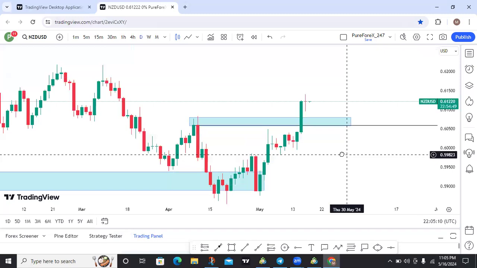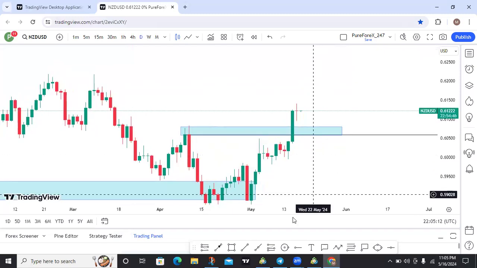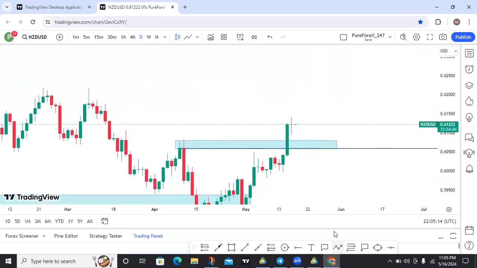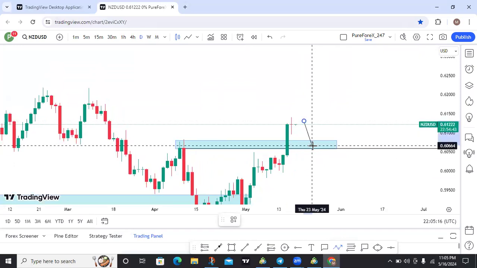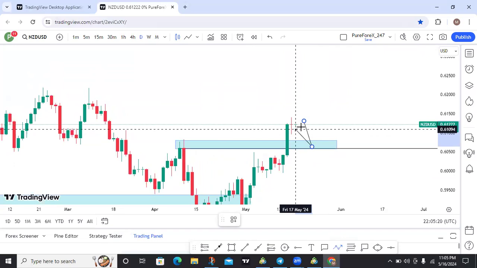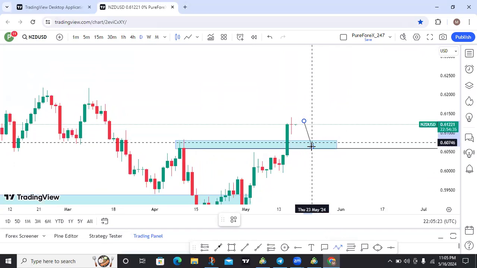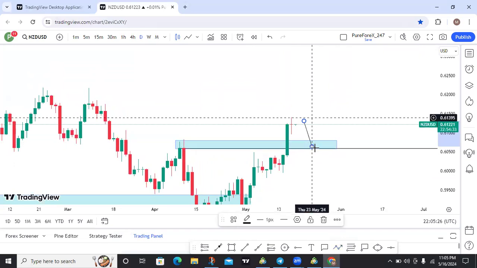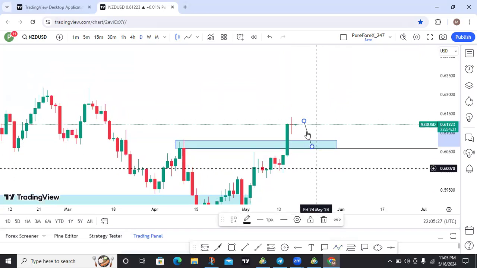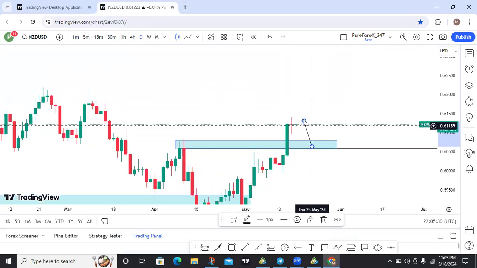This is a new setup now that we expect the market to come to. Maybe not tomorrow because this is daily. Tomorrow is the last day of Friday. Maybe by Monday, the market is going to come back here, and then we start looking for what? We'll start looking for buy opportunity.